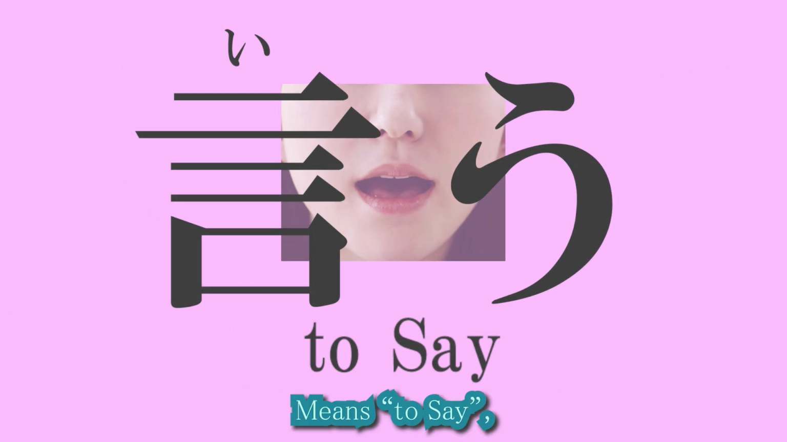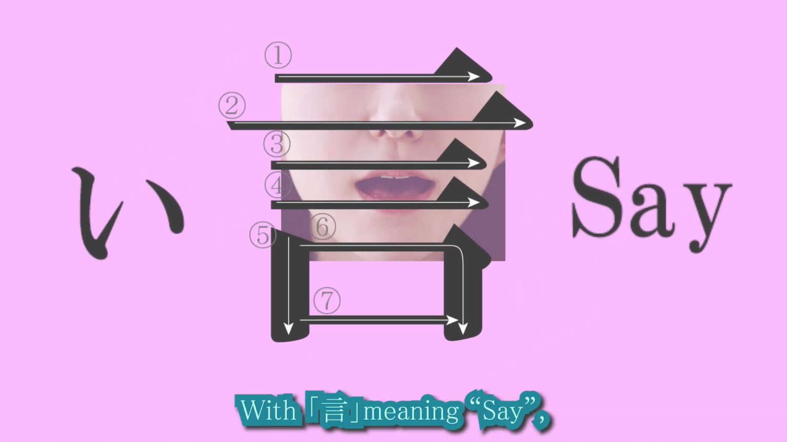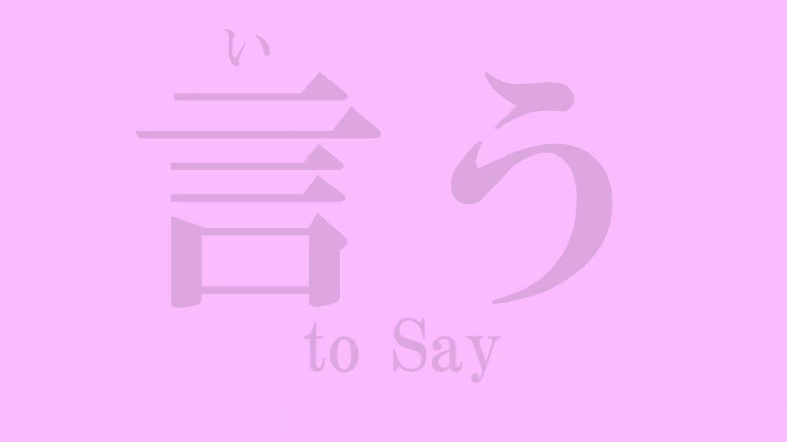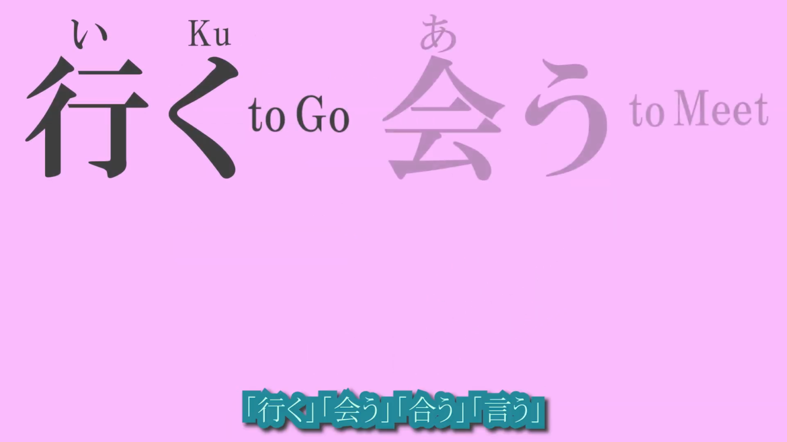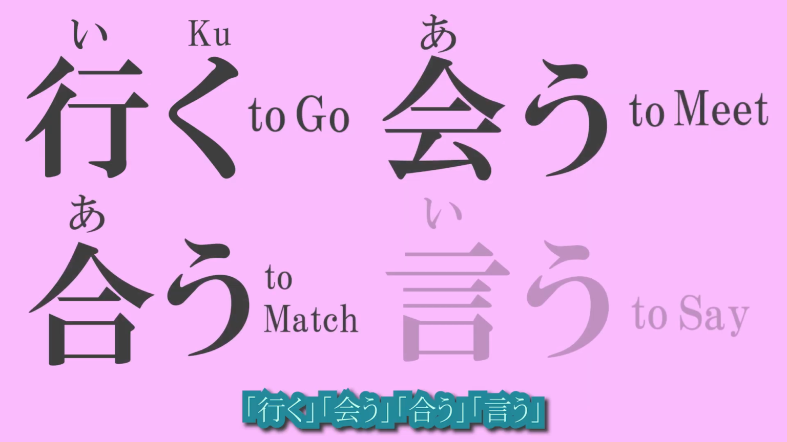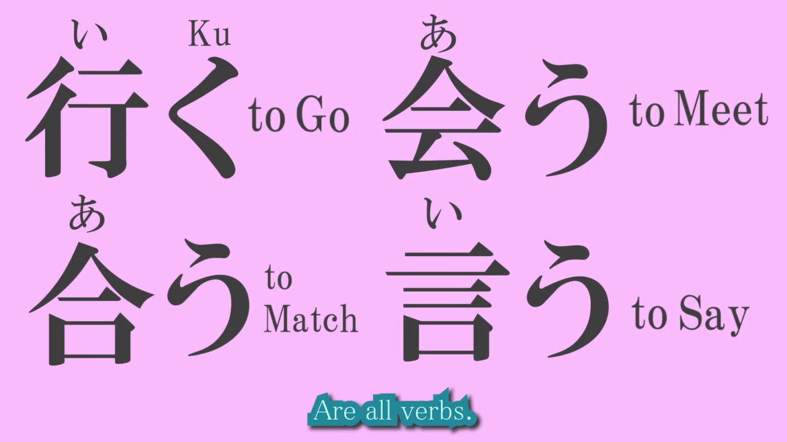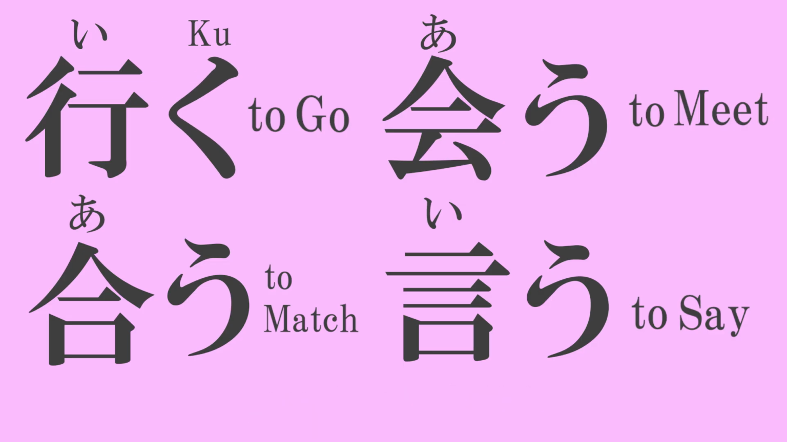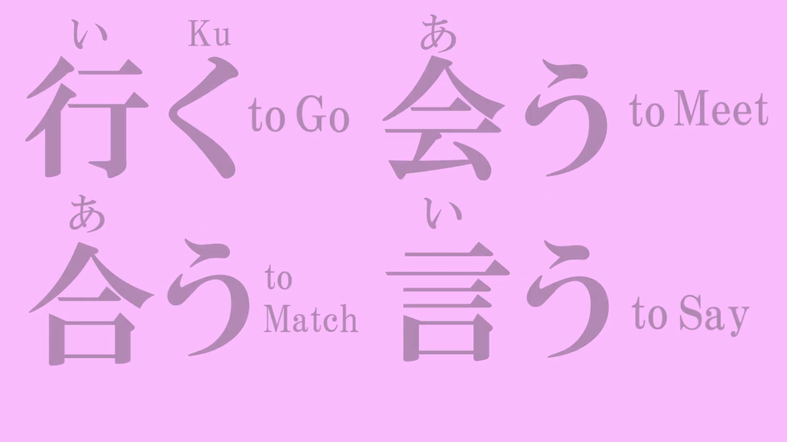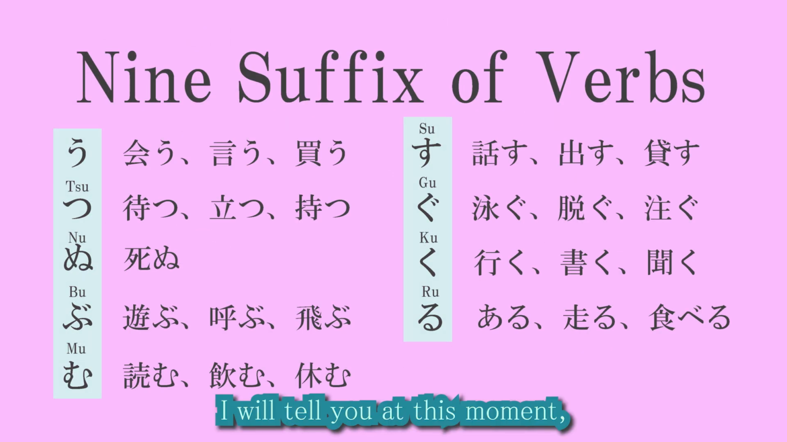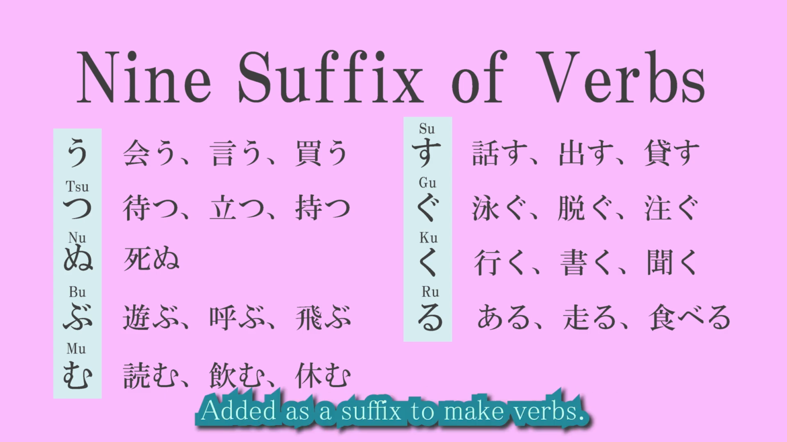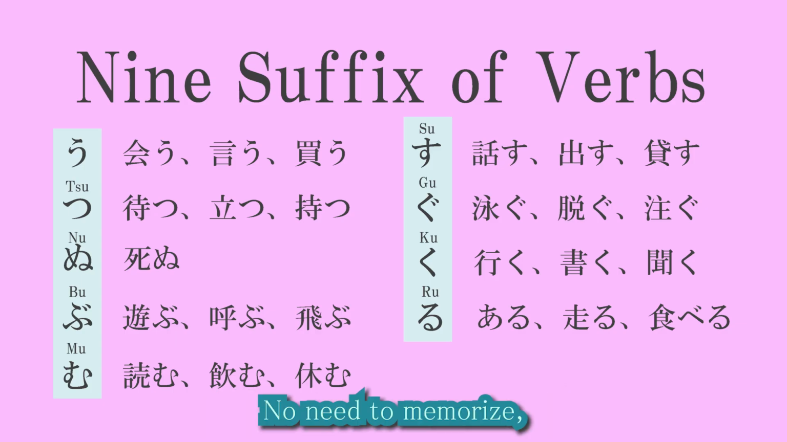いう means to say, with い meaning say, adding う becomes a verb. いく, あう, あう, いう are all verbs. Only いく is く added, the rest う added. I will tell you at this moment that there are 9 different syllables added as a suffix to make verbs. No need to memorize, just keep in mind they exist.